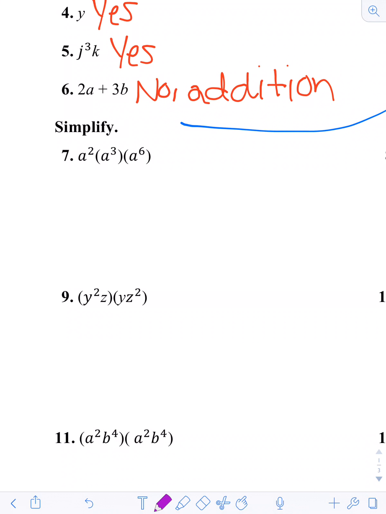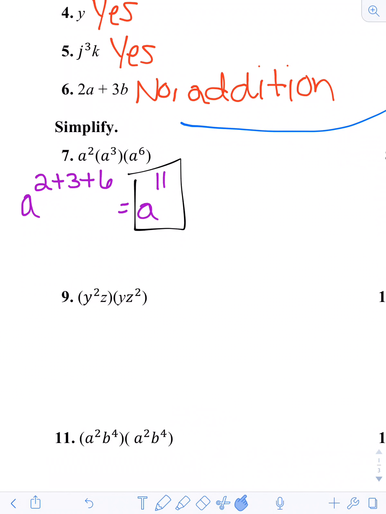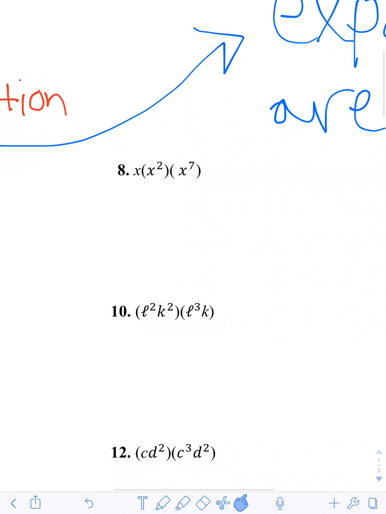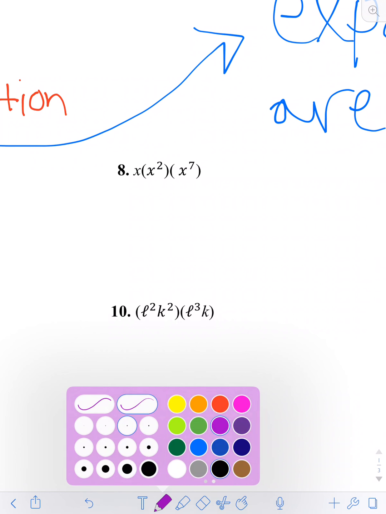So here we're multiplying. And so what we're going to do is we're going to add these exponents. So we have 2 plus 3 plus 6. And what that gives us is a to the 2 plus 3 is 5. 5 plus 6 is 11. So a to the 11th power is your final answer.